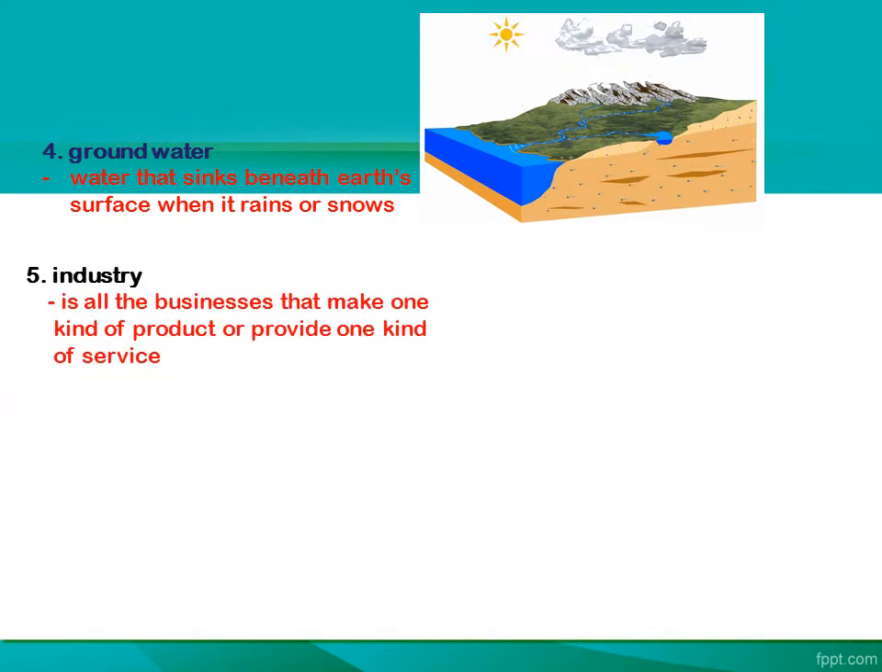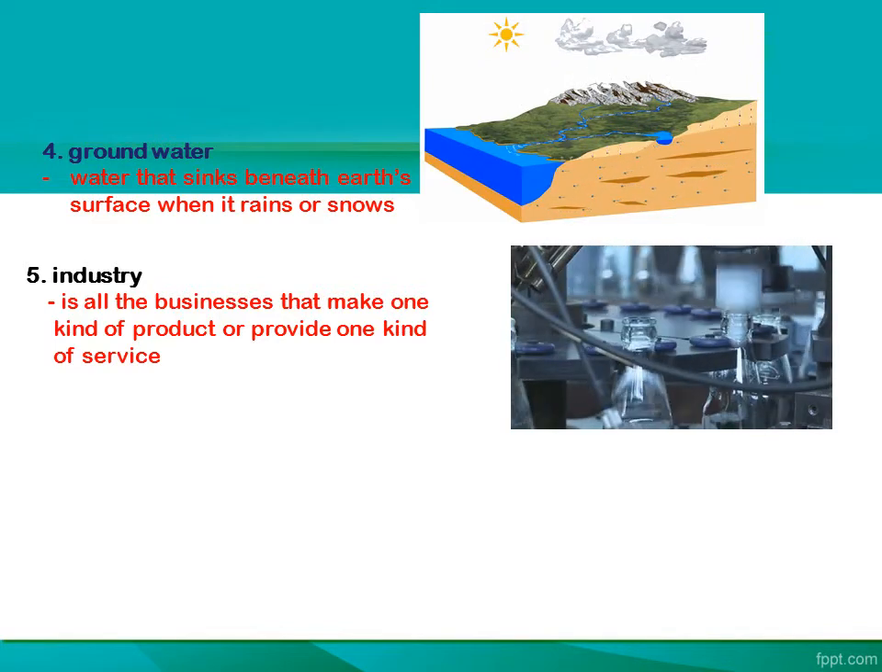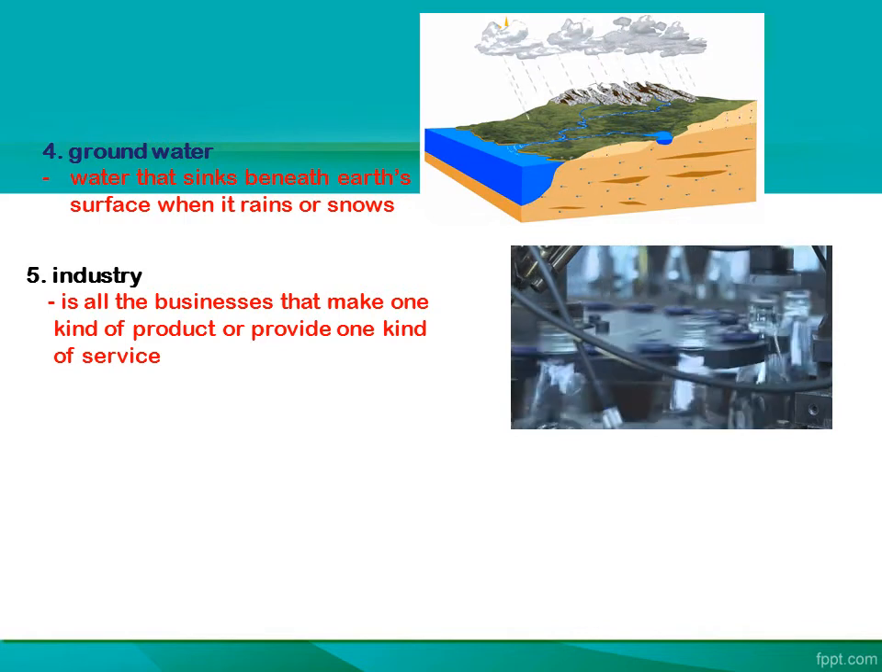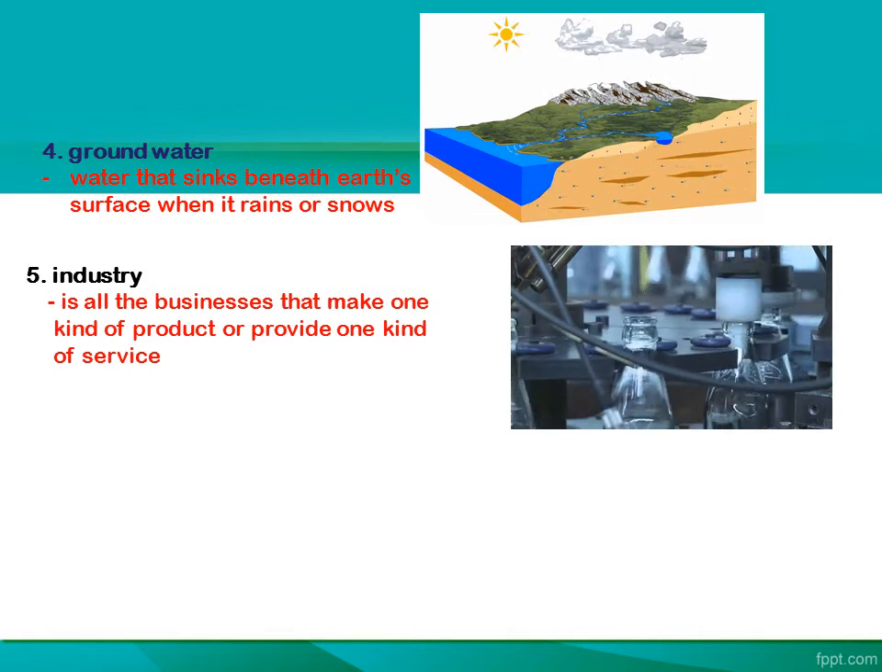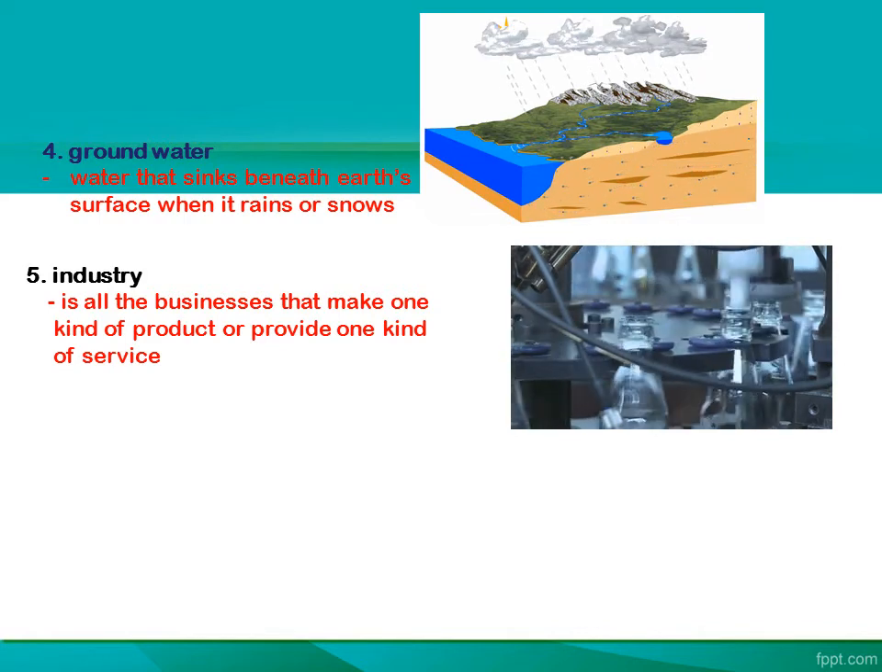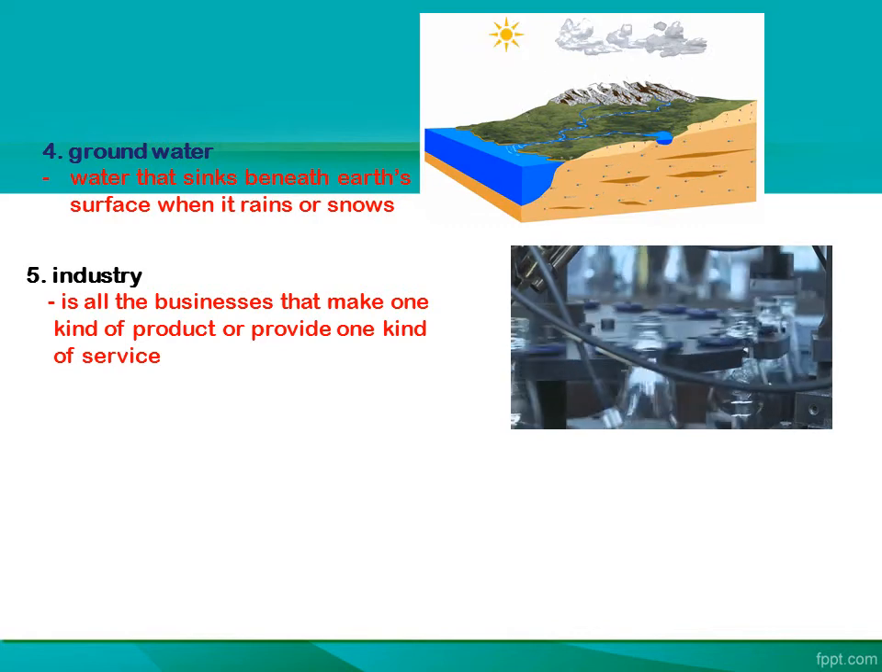And number 5 is industry. It is all the businesses that make one kind of product or provide one kind of service. Okay, look at this illustration. Right, so it is a bottle factory and it's part of manufacturing industries.